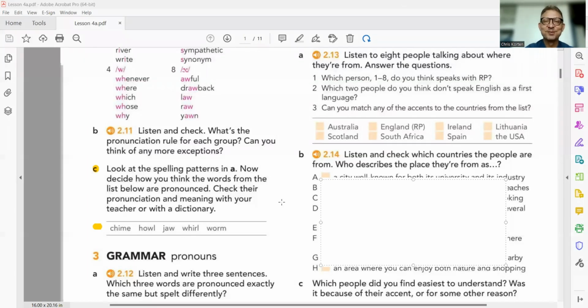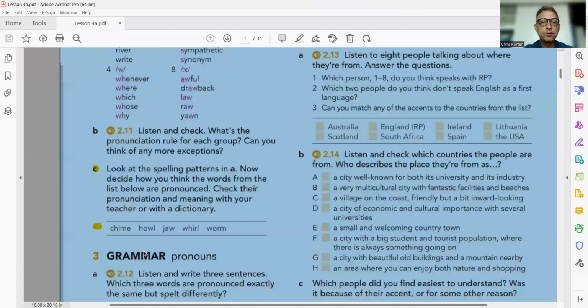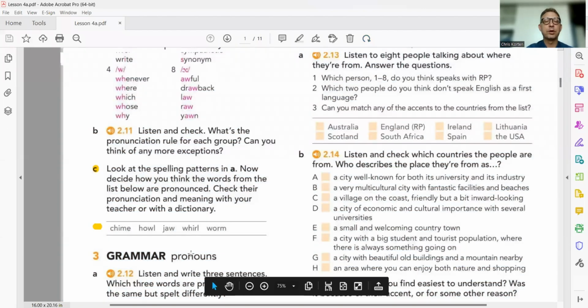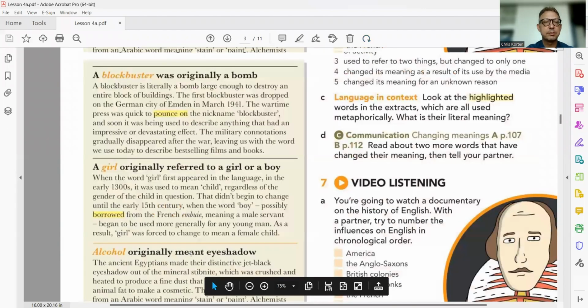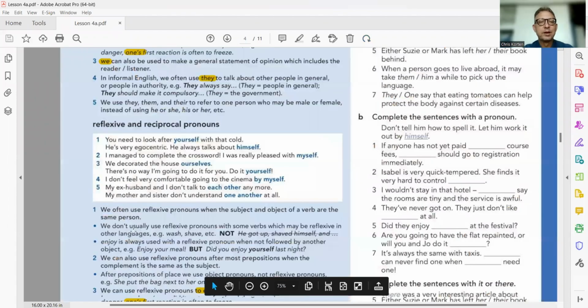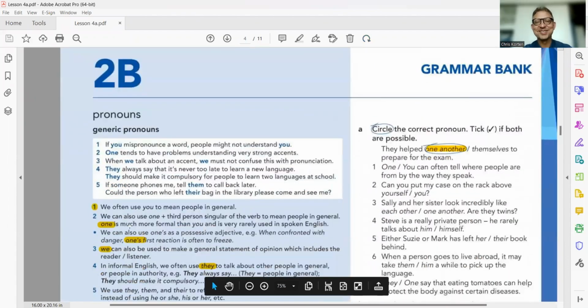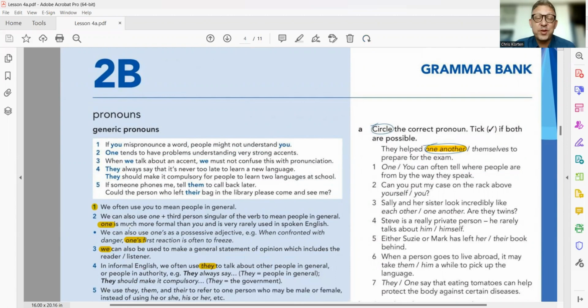Let's continue. Now we're going to go from here down to the grammar and pronouns. I have some things to say about this. So we're going to talk about pronouns. Now pronouns are interesting because in English, we have a tradition that for other languages, it's weird. And I'll tell you what I mean.